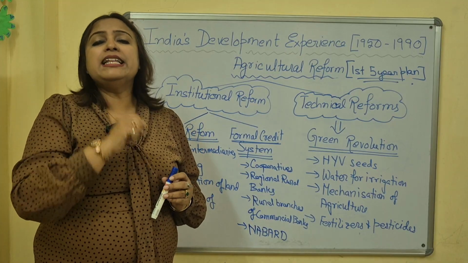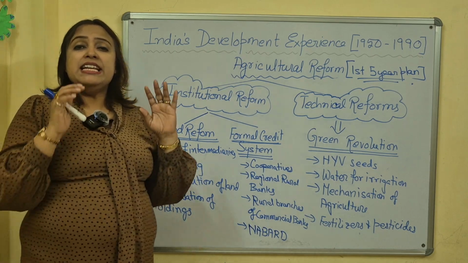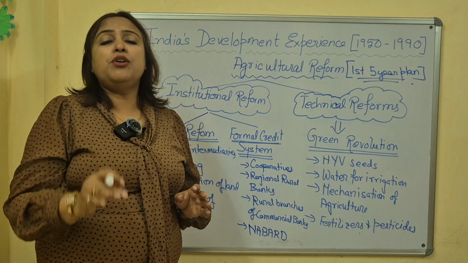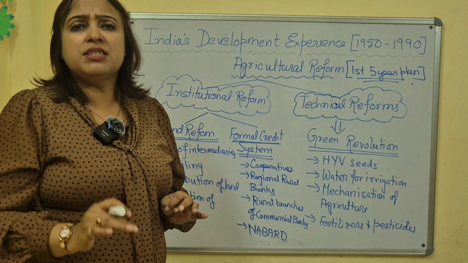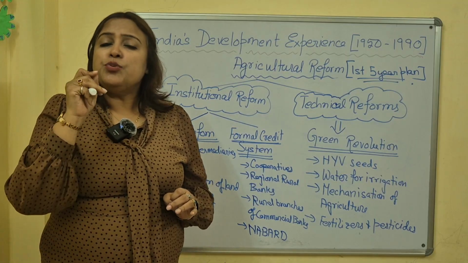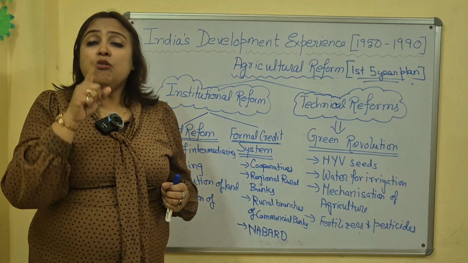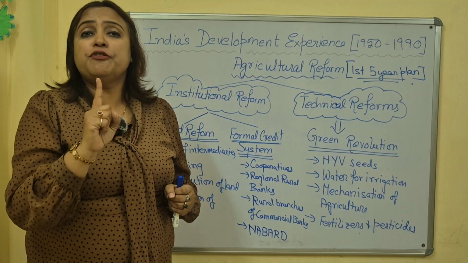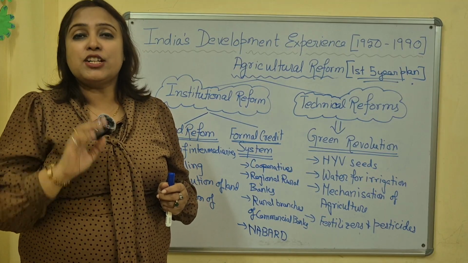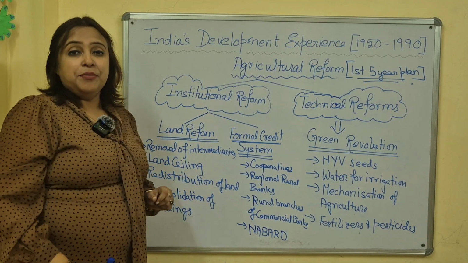Now, the first thing that government did: removal of intermediaries. This entire system of zamindari, raiyatwari, mahalwari or landlordism system was completely abolished. Enactment was done to abolish all the intermediaries so that around 200 lakh tillers of soil came in direct contact with the government. Next was land ceiling.